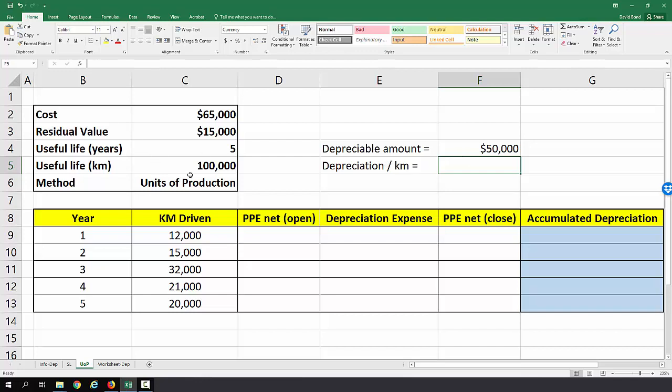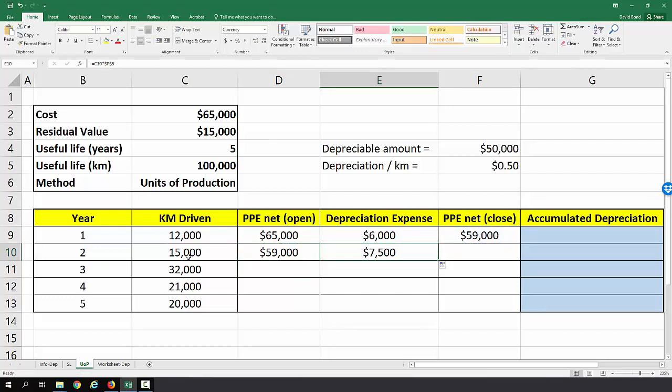So kilometers is 100,000. So we're allocating 50 cents per kilometer driven. This starts the same. The depreciation expense, though, works a little bit differently because it's the number of kilometers driven times the depreciation expense per kilometer. So it's $6,000 for year one. So we end up with 59,000 as a closing.